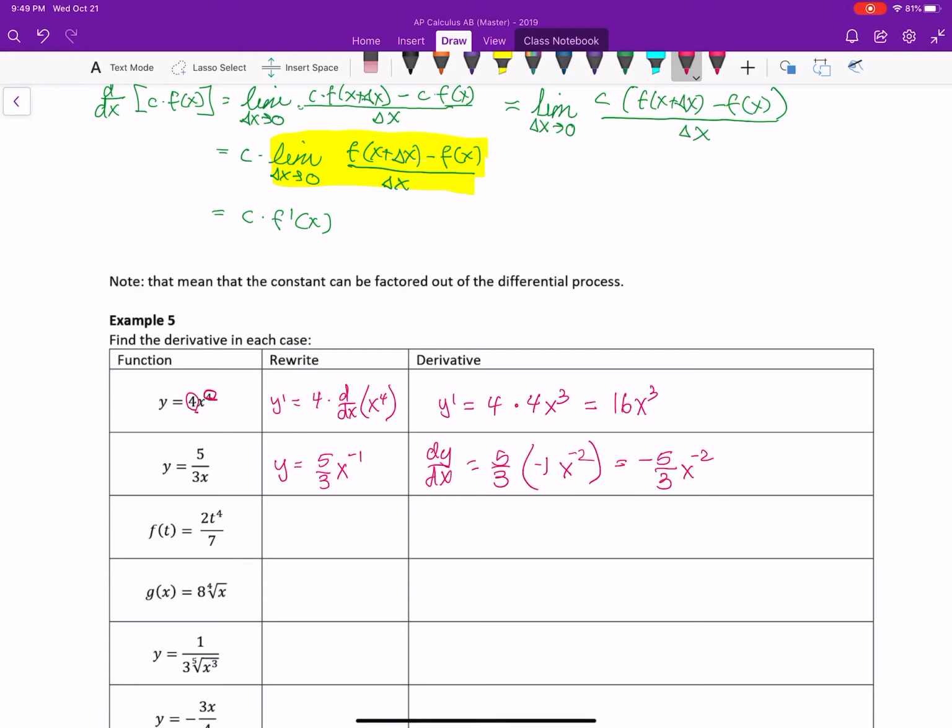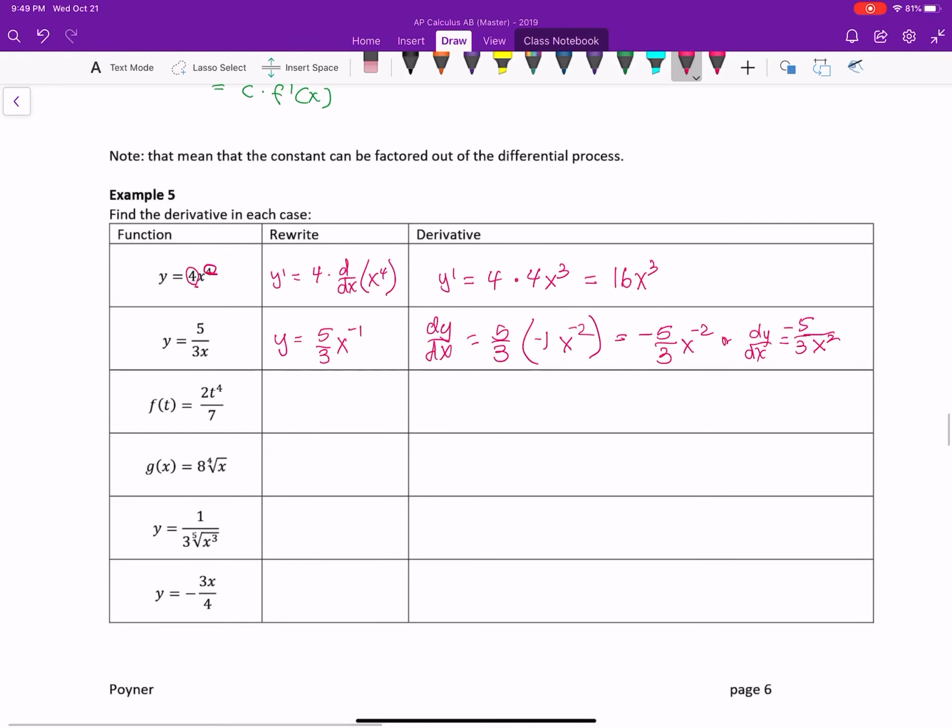Now, if it doesn't specify, you don't have to simplify. You could leave it like this, or you could write it as negative 5/3 x to the 2nd power in the denominator. Oh, I forgot the dy/dx here. dy/dx is equal to, like that.